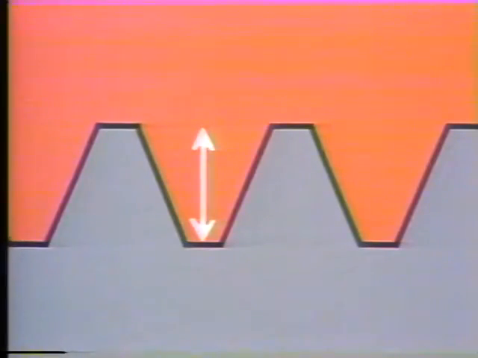The pitch, which is the distance between crests. The depth of the thread, and the thread angle. All right, now those are some of the thread types and some thread terminology. How are they drawn on a machine print?